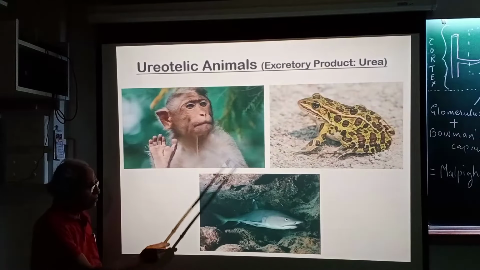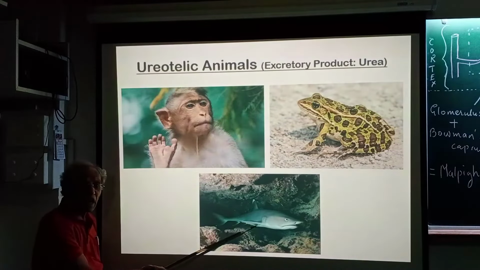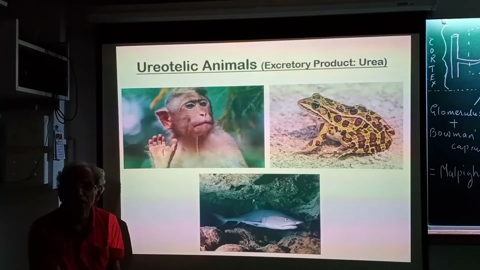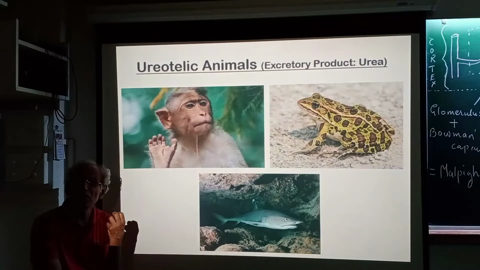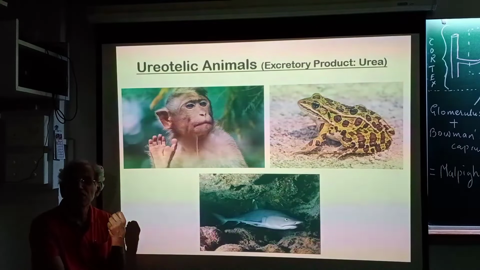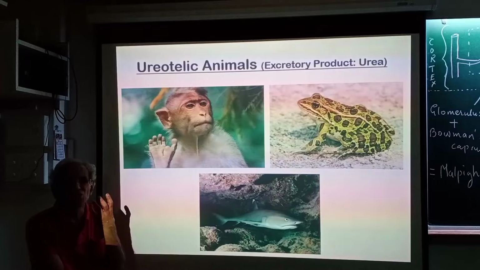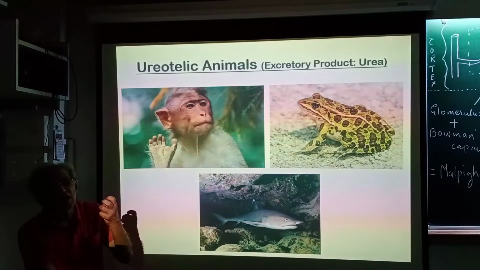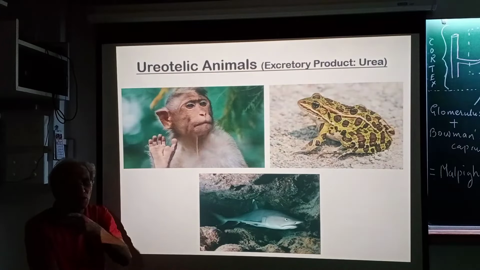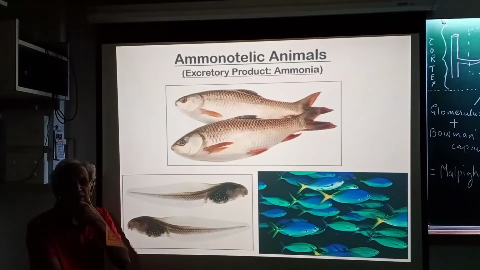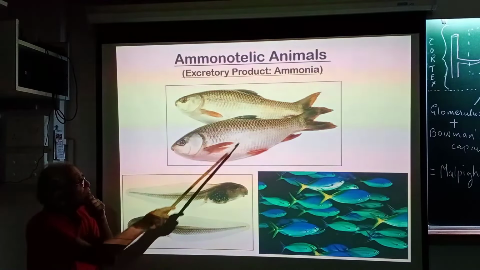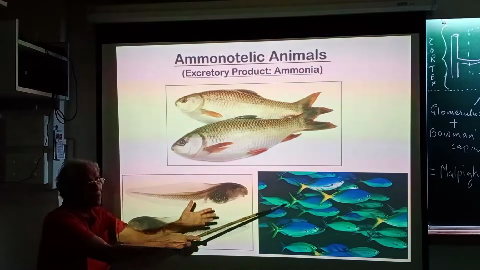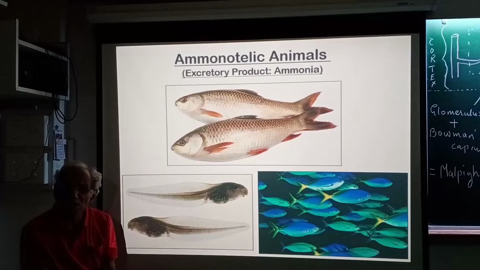Amphibia, mammals, and cartilaginous fish, they are ureotelic. In the earlier picture, you have seen the fish, but those fishes were bony fishes. So, which are the fishes that are ammonotelic? Can we go back to the earlier slide? Yes, these are the bony fishes. And bony fishes, whether they are in freshwater or marine water, they are ammonotelic.